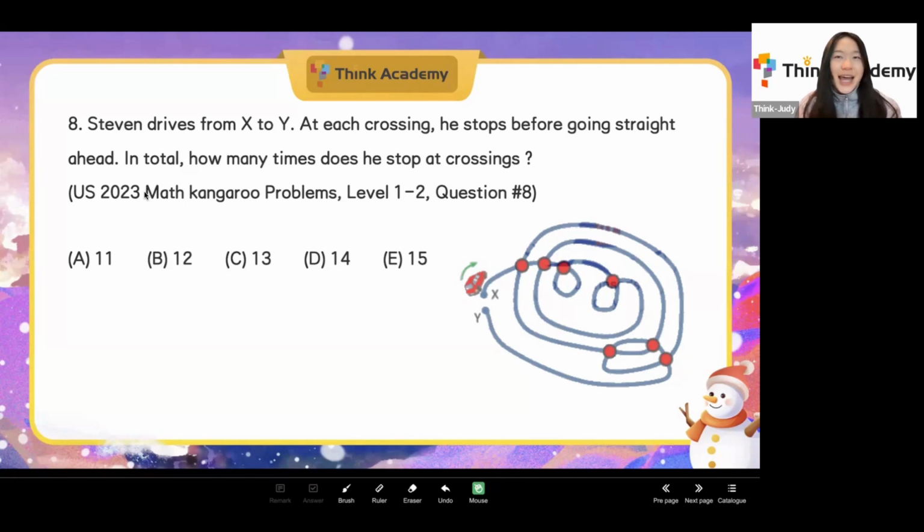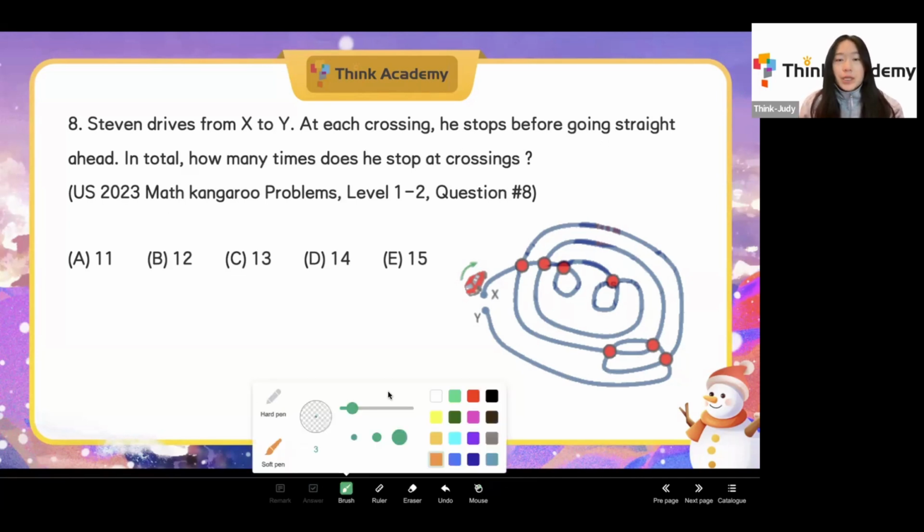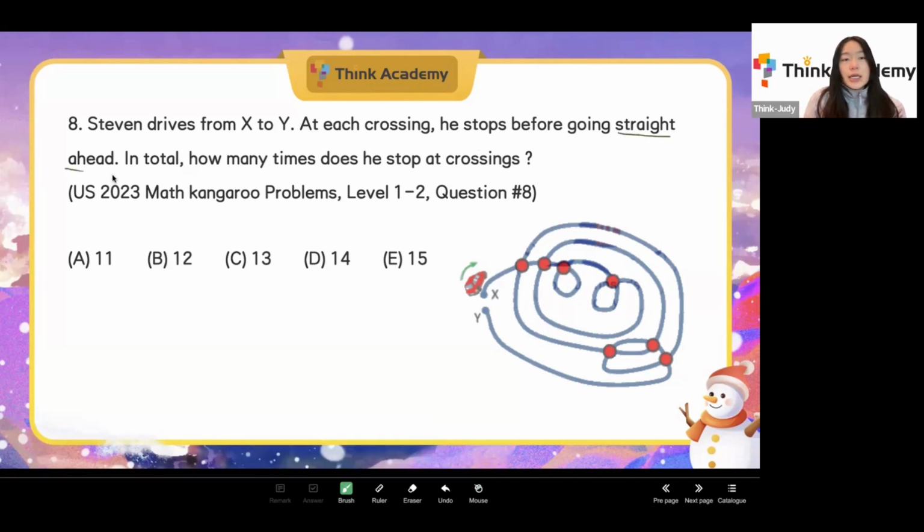Let's first read the question and figure out what it means. Steven drives from X to Y. At each crossing, he stops before going straight ahead. So after reading this sentence, what is a keyword? Going straight ahead, right? In total, how many times does he stop at crossings? So here, everyone, what do I need to figure out? How many times he stops?